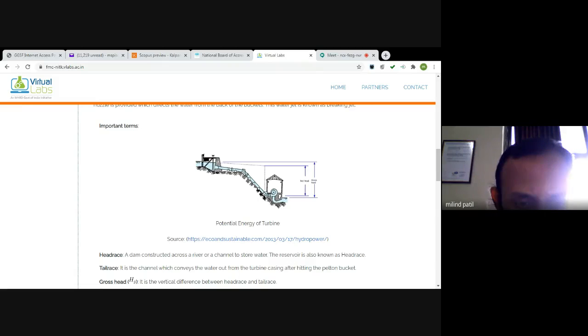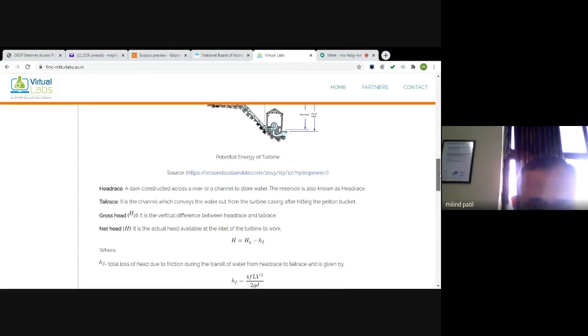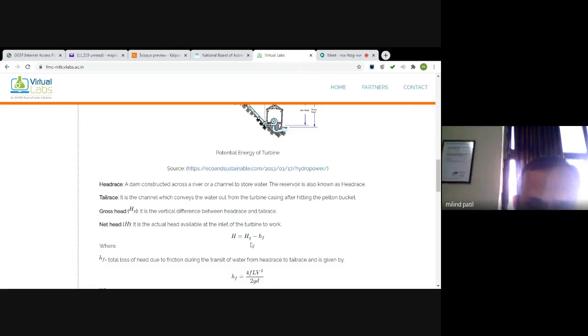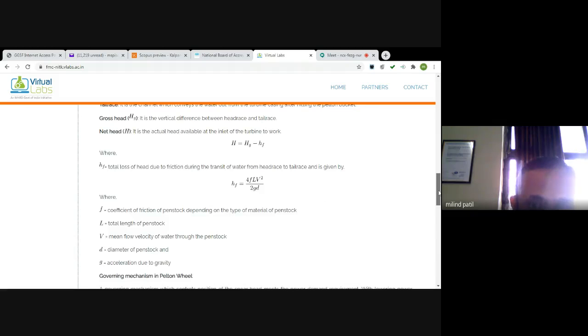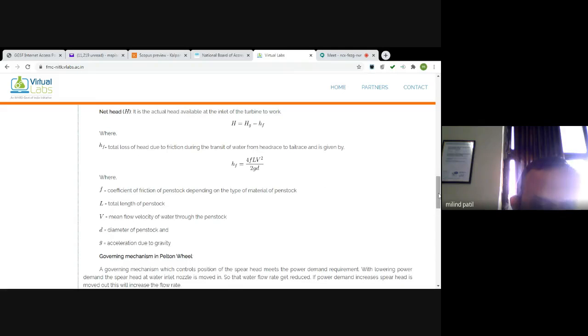So this involves head loss in friction. Due to head loss in friction, there is a reduction in head. The effective head available may not be equal to your gross head, and that effective head is known as the net head. So gross head is the total head, and net head is the head once we subtract the head loss in friction. Obviously, we can calculate this head loss in friction by the simple Darcy's equation, 4fLv² upon 2gD, that you learned in the second year fundamentals of fluid mechanics, that we can use to obtain the net head.